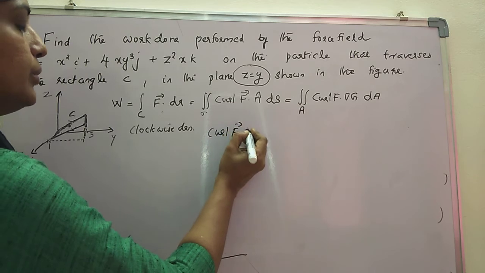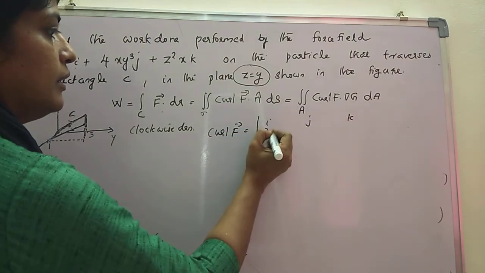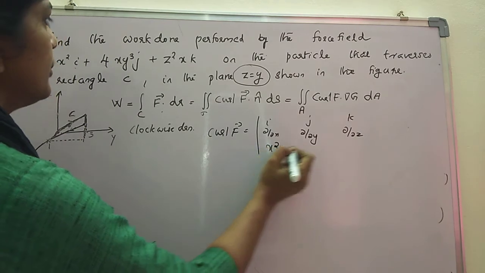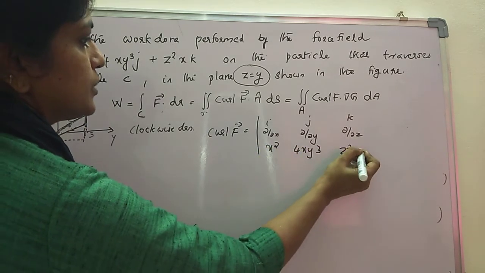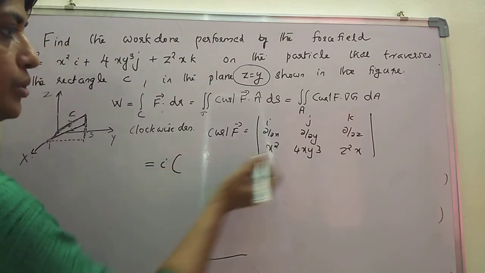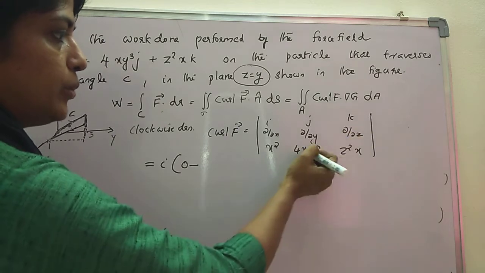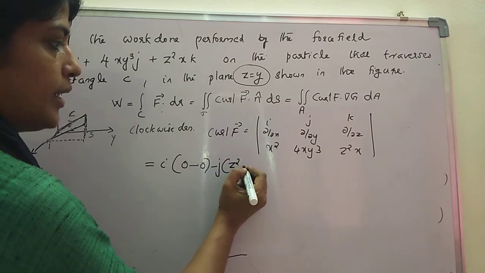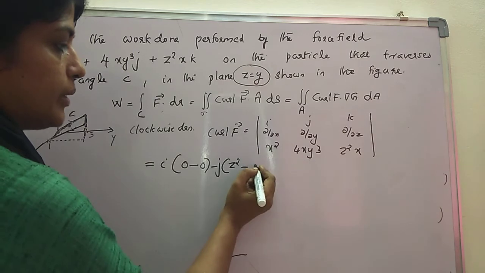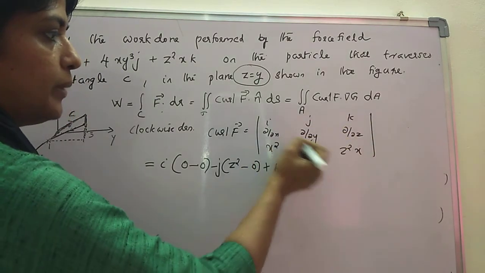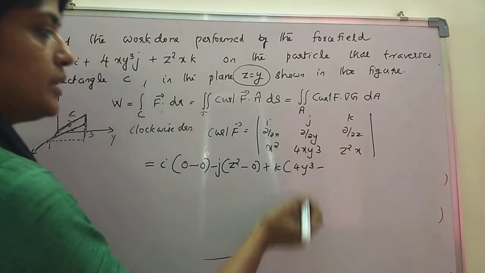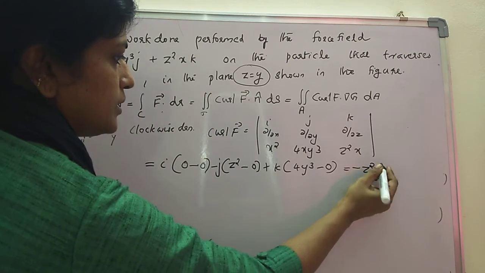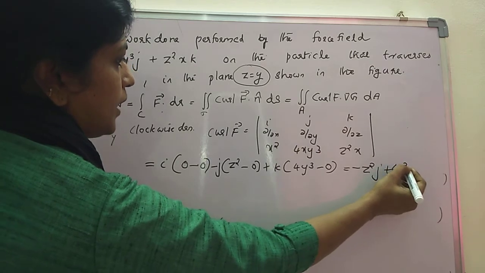Curl F, as you know, is the determinant with rows i, j, k; ∂/∂x, ∂/∂y, ∂/∂z; and x², 4xy³, z². So it is equal to i times (∂/∂y of z² is 0, minus ∂/∂z of 4xy³ is 0), minus j times (∂/∂x of z² is 0, minus ∂/∂z of x² is 0), plus k times (∂/∂x of 4xy³ is 4y³, minus ∂/∂y of x² is 0). So what you get here is curl F = 4y³ k.